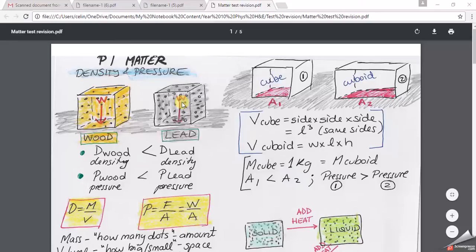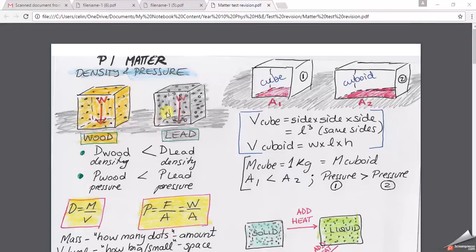Now, if the cube on the right, like the lead, is heavier than the one on the left, it will put more pressure on that specific surface, the one that touches the desk, compared to the same surface for the wood. That means the pressure for lead is higher than the pressure for wood. We can say that for objects of the same size, the one that has a higher density will also have a higher pressure and will weigh more. That means we'll have a higher weight.